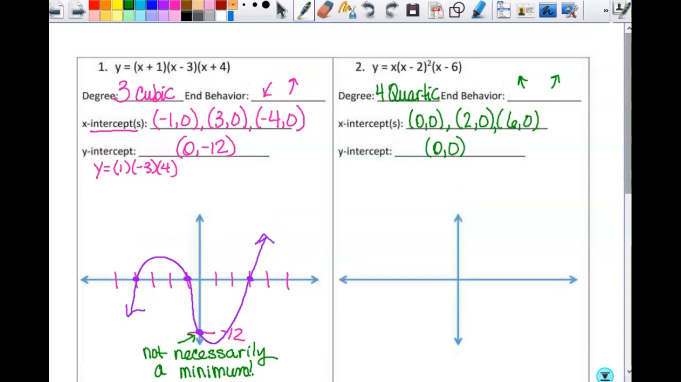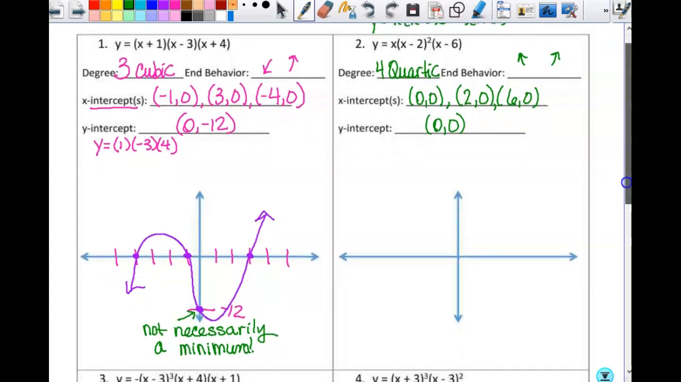It wouldn't give me 2 what? No, because another way to write this is I can write this as y equals x times x minus 2 times x minus 2 times x minus 6. So I get 2, 0, and 2, 0. It's the same point. Okay, does that make sense? Okay. So that's why it just shows up as 1. Just like if you were going to write it in set notation, you only write it once, even if it shows up more than once.